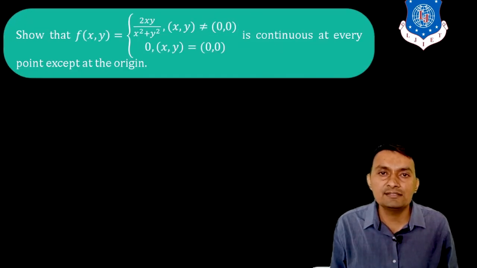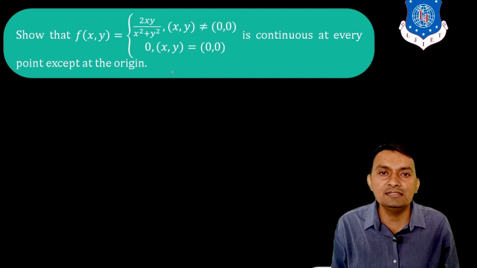Now let us consider question number 1. f of (x, y) is continuous at every point except at the origin. I will show this example in two ways, when we are going to find the limit of a function of two variables.